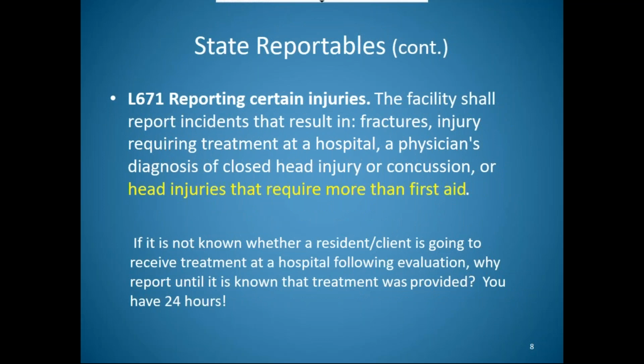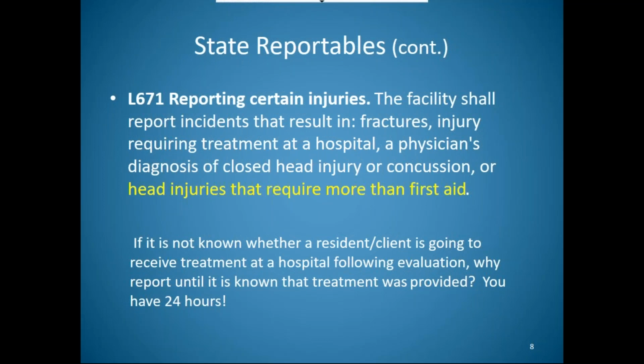671 relates to reporting certain injuries. This is probably the one that the facilities have the most trouble with when it comes to reporting, because there's so many variables that come into play here. So this says, the facility shall report incidents that result in fractures, injury requiring treatment at a hospital, a physician's diagnosis of closed head injury or concussion, or head injuries that require more than first aid. So let's look at this one just a little bit closer.